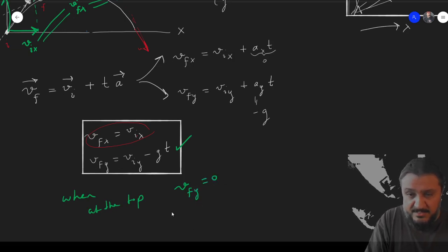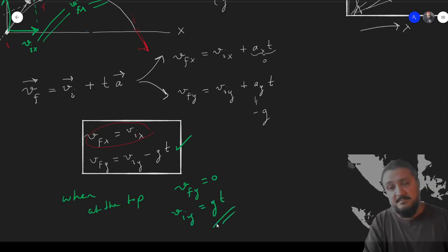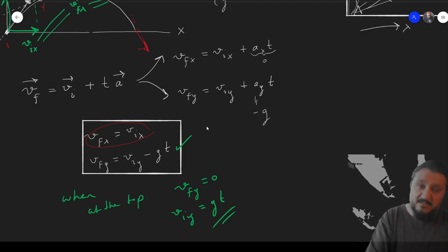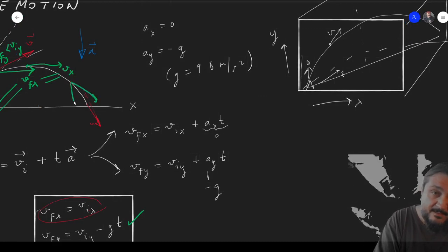Okay, that's when Viy is equal to gt. But time keeps running, so you subtract gt from Viy again, and then V final y will be negative. Say when you're here, see, it's pointing down now. Vy will be negative. Vx is still the same, whatever you started with.